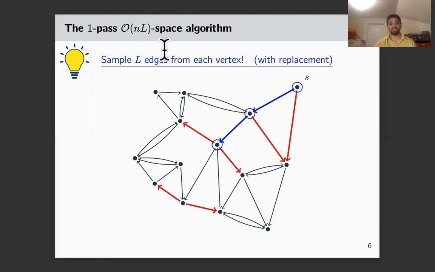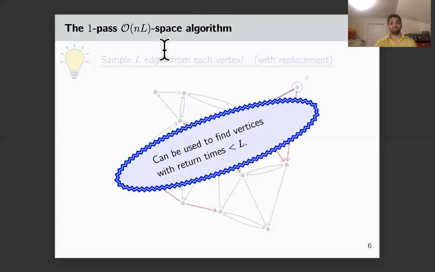But our first observation is that this algorithm has an even stronger property. It can tell us exactly which vertices in the graph have a return time of less than L and which have a return time of at least L. In the context of random walks, the return time from a vertex U is the expected time taken by a random walk that starts from U to return to U. So it can be infinity if it never returns to U, and it can also be finite if it returns to U very often. And the claim is that our algorithm can tell, in the same pass and space guarantees, which vertices have a return time of less than L.